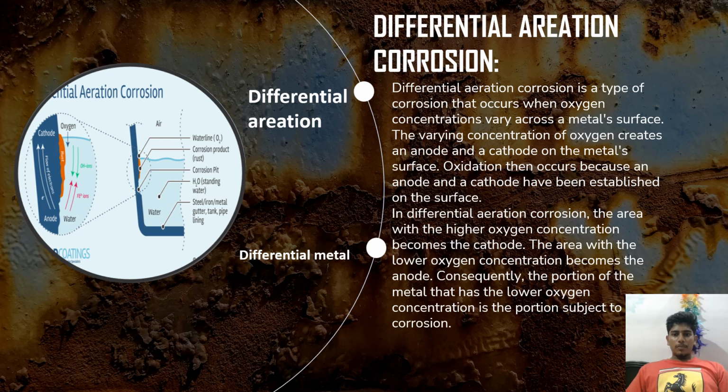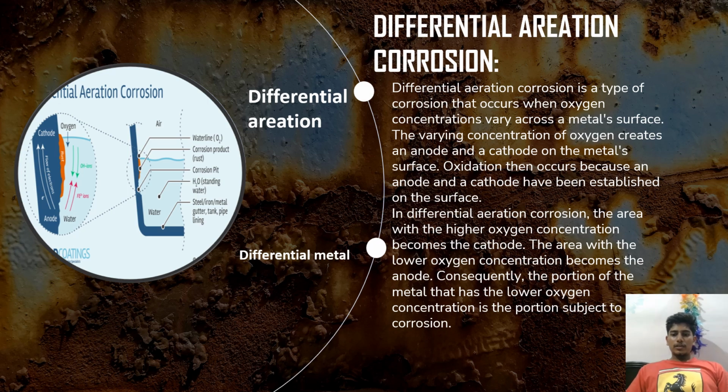Now, let us talk about differential aeration corrosion. Differential aeration corrosion is a type of corrosion that occurs when oxygen concentrations vary across a metal surface. The varying concentration of oxygen creates an anode and a cathode on the metal's surface. Oxidation then occurs because an anode and a cathode have been established on the surface.